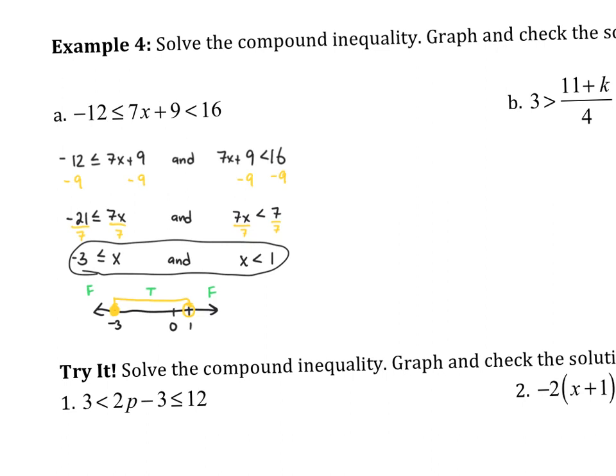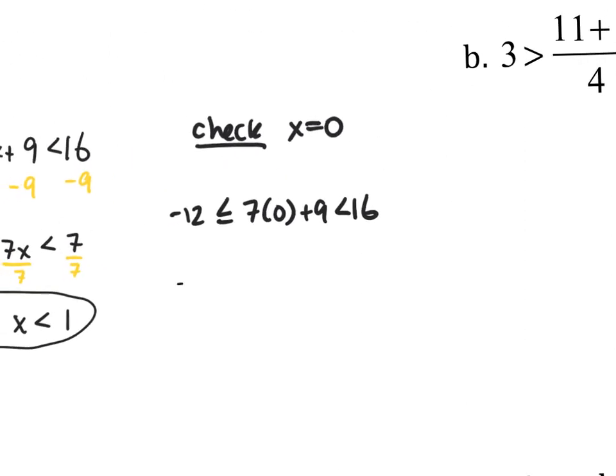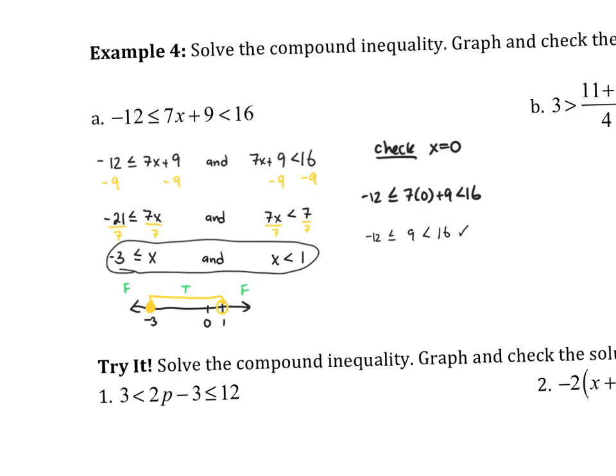So when I do a check here, I'm going to check something that's true. So for example, x is 0 because I like 0 a lot. So negative 12 is less than or equal to 7 times 0 plus 9, which is less than 16. Negative 12 less than or equal to 9, which is less than 16. And let's just double check that. This is smaller than this one, which is smaller than this one. Yes, it works. So there we go.